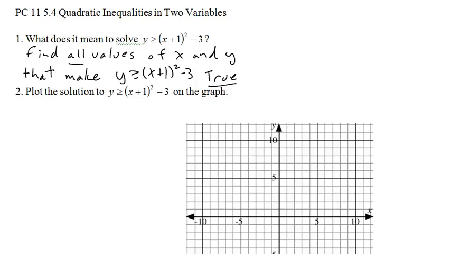And this is our fourth lesson in our inequalities unit. This is quadratic inequalities in two variables. Okay, and notice, same as usual, we need to find all values of x and y that are going to make this true.